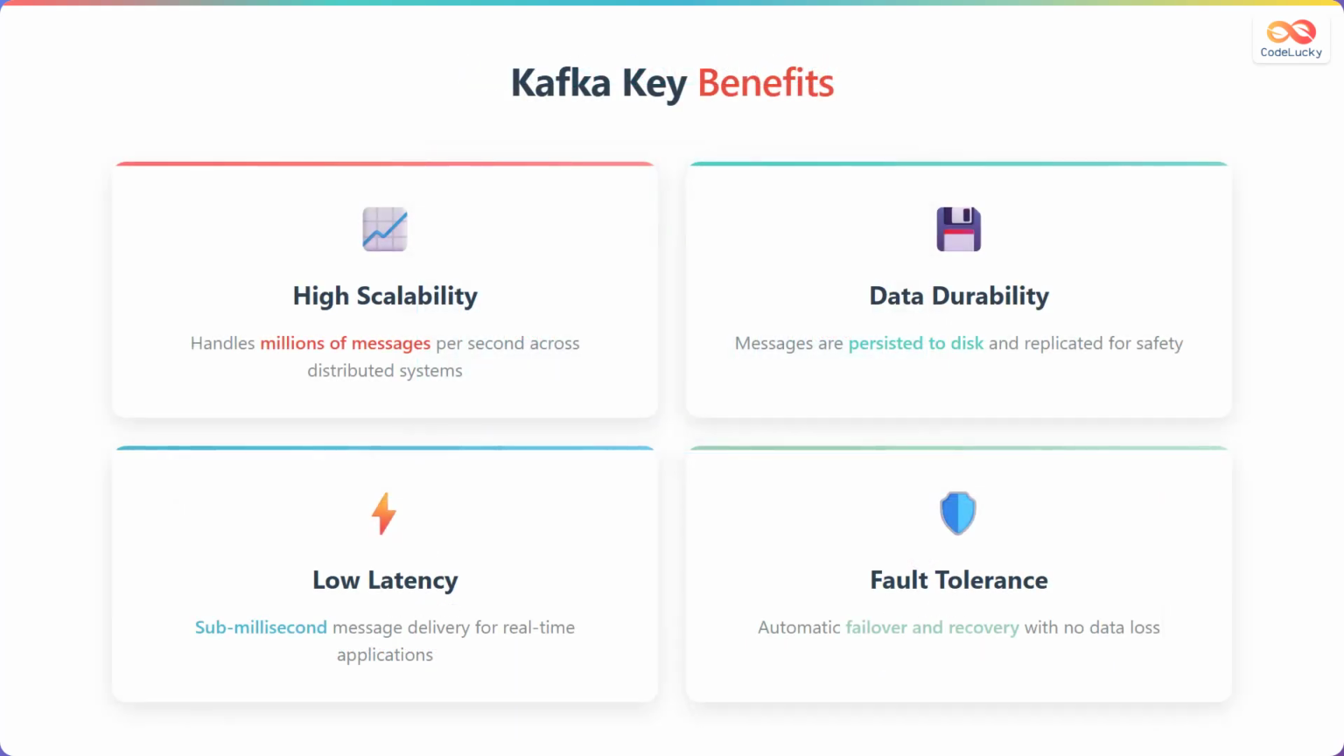Kafka offers several key benefits that make it a popular choice for data streaming. First, it provides high scalability, capable of handling millions of messages per second across distributed systems. Second, Kafka ensures data durability. Messages are persisted to disk and replicated for safety. Third, Kafka delivers low latency, often achieving sub-millisecond message delivery for real-time applications. Finally, Kafka offers fault tolerance with automatic failover and recovery, ensuring no data loss.